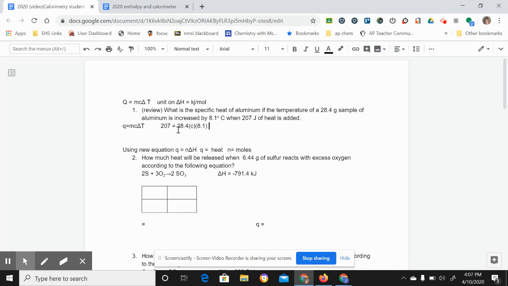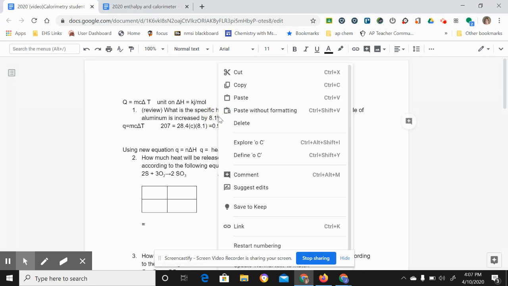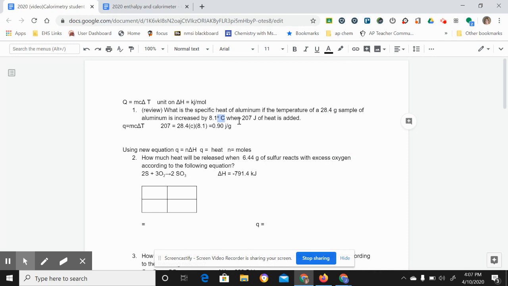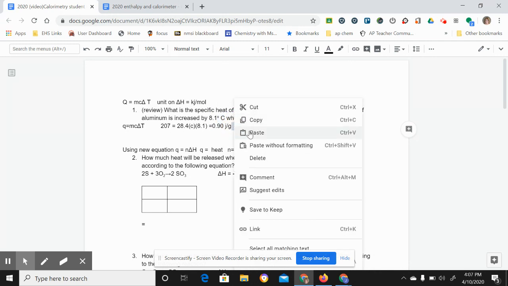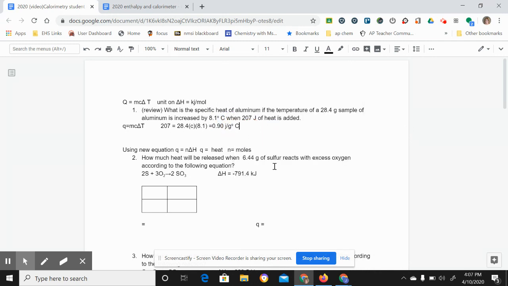Okay, if you plug those in and solve for that equation, 28.4 times 8.1, find that, divided by 207, you should get an answer of 0.90. The unit on this is joules per gram per degrees C. Okay, so that's how you do a specific heat problem.